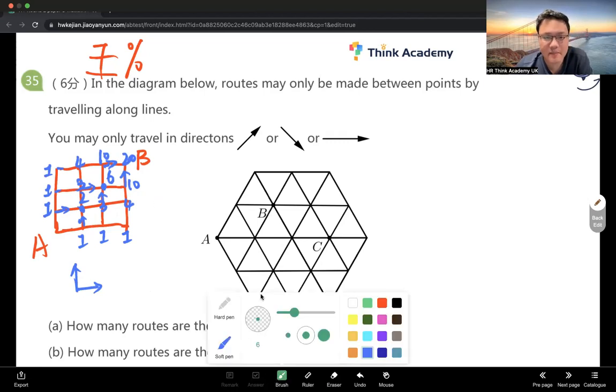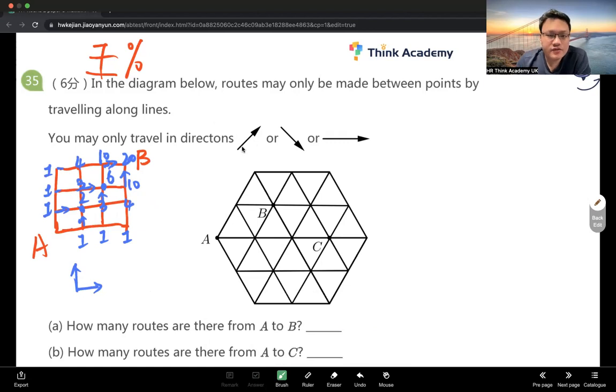Okay, so let's go to this question. For this one, you can only go up right, or down right, or directly right. That means you cannot go left, right? Okay. So can anyone tell me how many different ways that we can go to this red point?